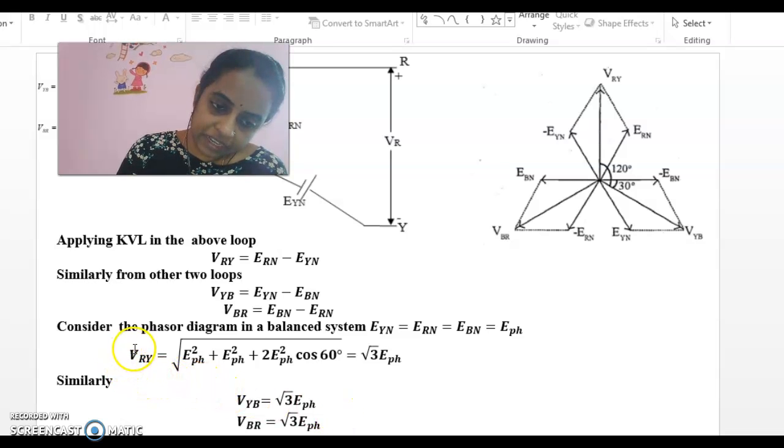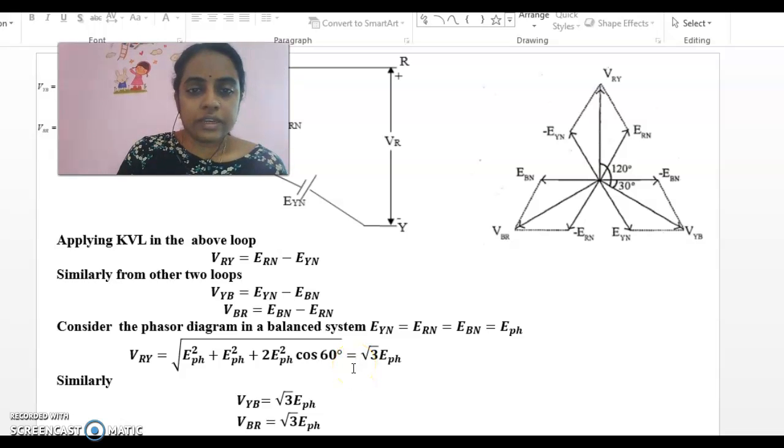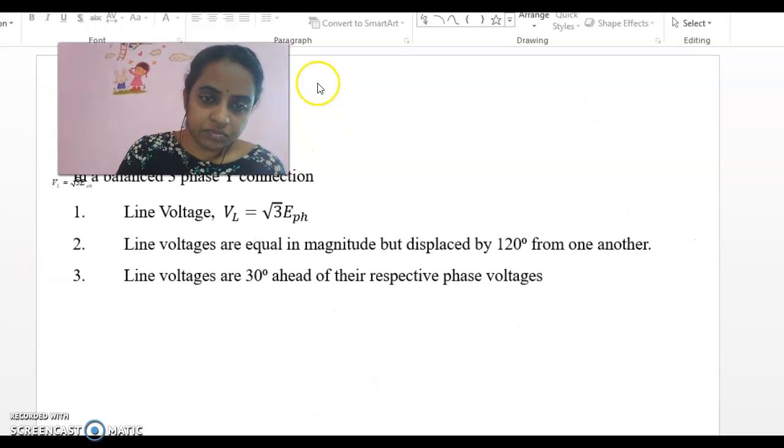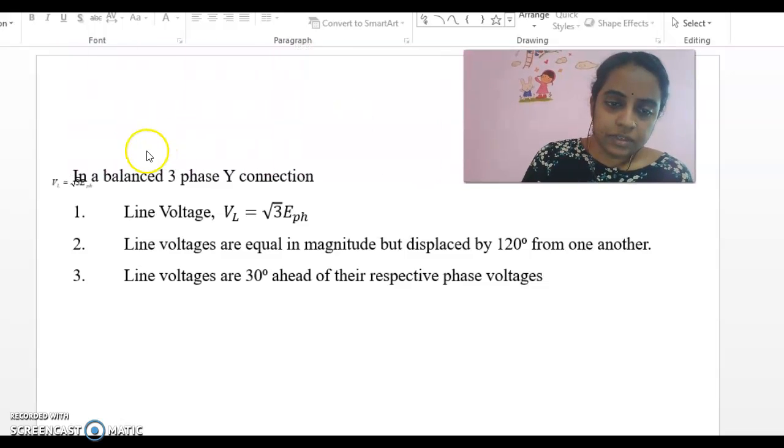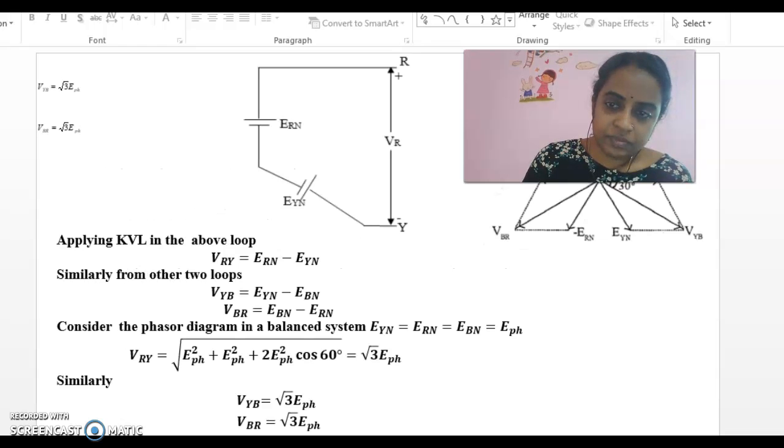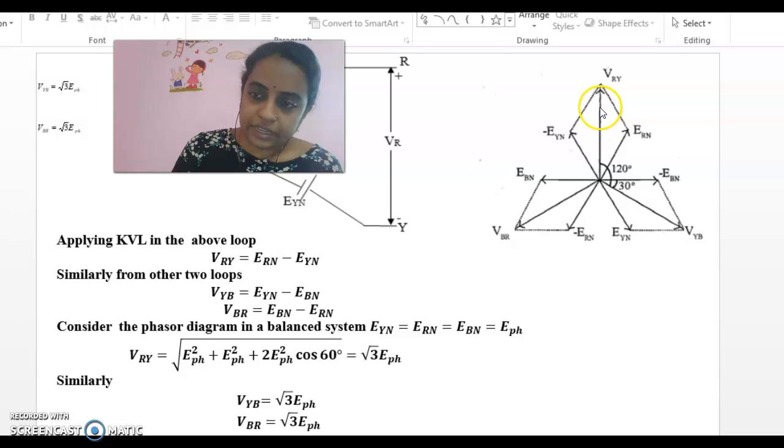From this it is clear that line voltage is equal to root 3 times phase voltage. In a balanced three-phase star connection, line voltage VL equals root 3 times phase voltage. Line voltages are equal in magnitude but displaced 120 degrees from one another. It is clear that the three line voltages VRY, VYB, VBR are 120 degrees apart.